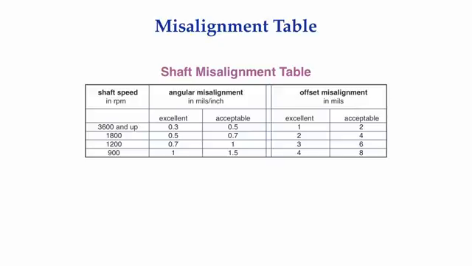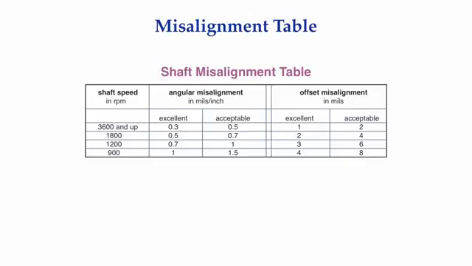Here is a popular misalignment table used in industry. The column on the left is the speed of the drive system. There are 2 columns for excellent and acceptable angular misalignment expressed in mils per inch, and another corresponding set of columns for excellent and acceptable offset expressed in mils.